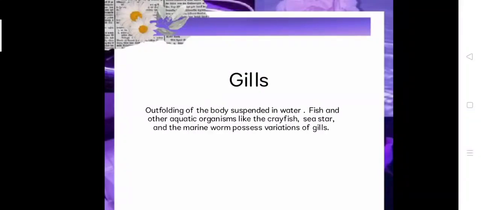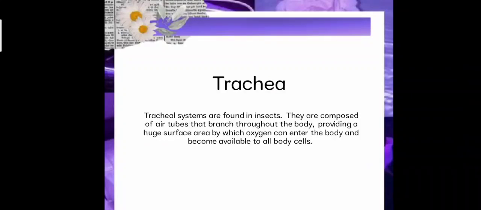Gills are outfoldings of the body suspended in water. Fish and other aquatic organisms like the crayfish, sea star, and the marine worm possess variations of gills. Trachea: tracheal systems are found in insects. They are composed of air tubes that branch throughout the body, providing a huge surface area by which oxygen can enter the body and become available to all body cells.